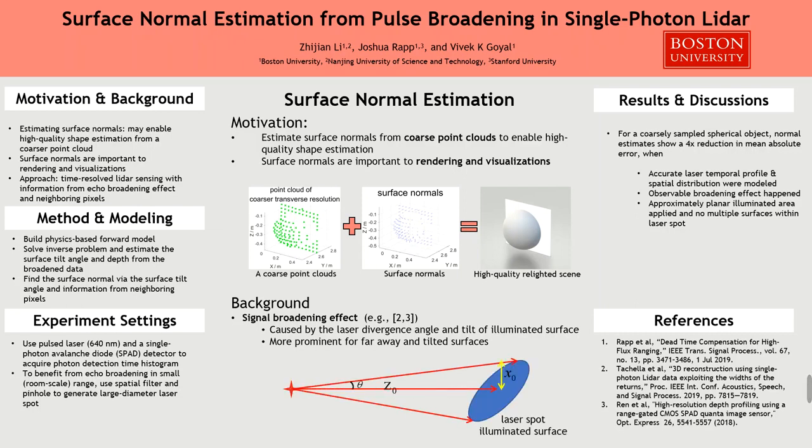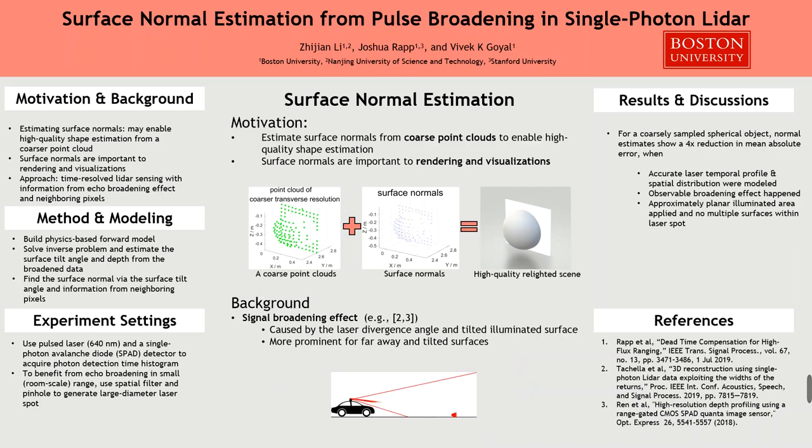For a better understanding, assume we have a laser source with a divergence angle of theta, illuminating a tilted surface with radiance of x0. For the light pulses emitted at the same time, the times of flight span from t3 to t2. Thus, the surface impulse response will cause the echo to be broadened. The phenomenon is more prominent for far-away and tilted surfaces.